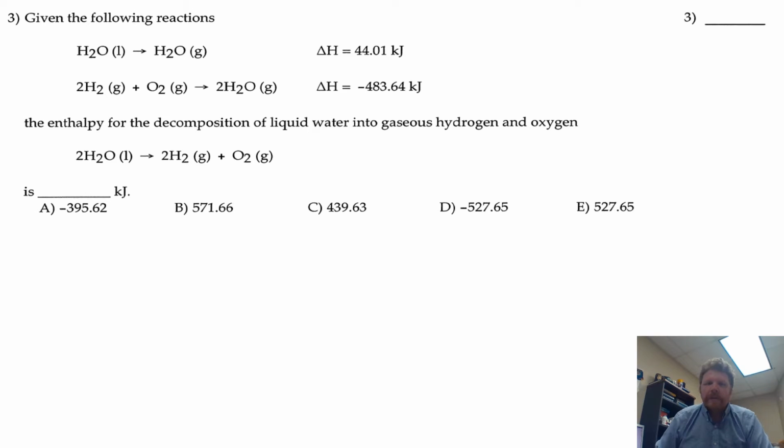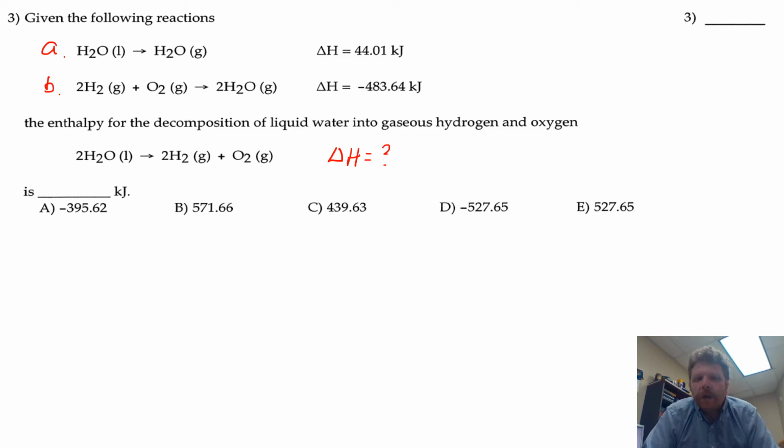Essentially what this is asking us is, given these two partial reactions, we'll say reaction A and B, given this information, what is the delta H for this final reaction? The way that you approach this problem is to be ready to flip either of these reactions. So H2O liquid going to H2O gas has a delta H of positive 44.01 kilojoules.